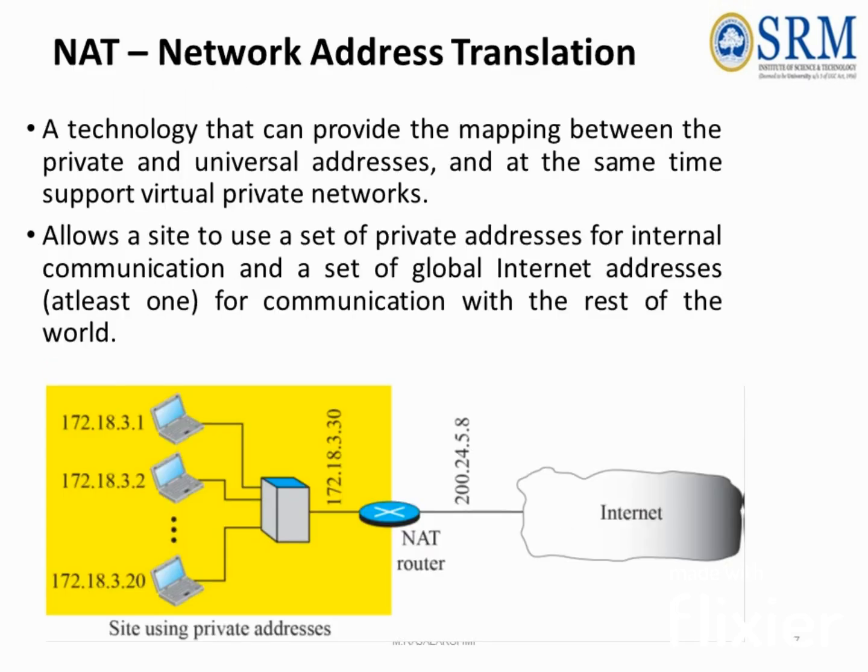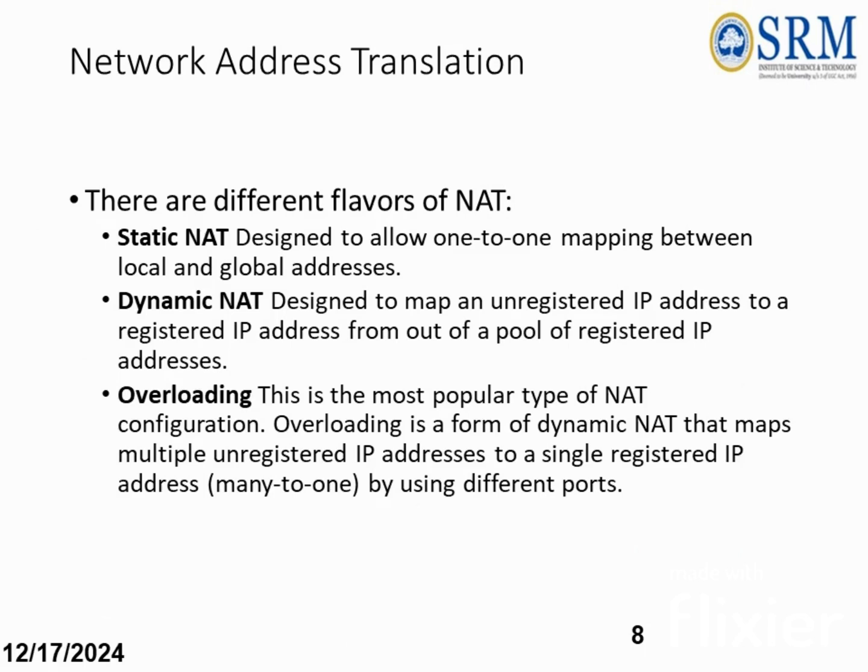Next, there are three kinds of NAT: static NAT, dynamic NAT, and overloading NAT, which you can also call port address translation, or PAT. Static NAT means, in a private network, for example one company, one system wants to communicate with the outside world. We assign a private address to that single system, and it is converted to a public IP address. So it is one private address to one public address.